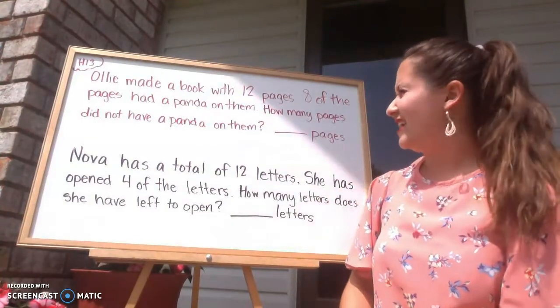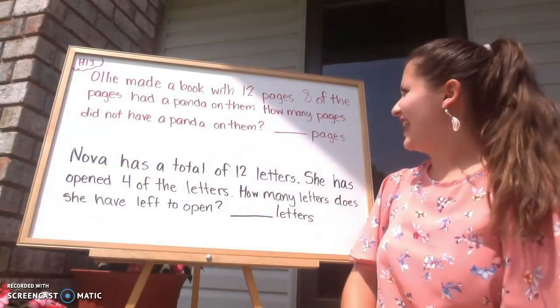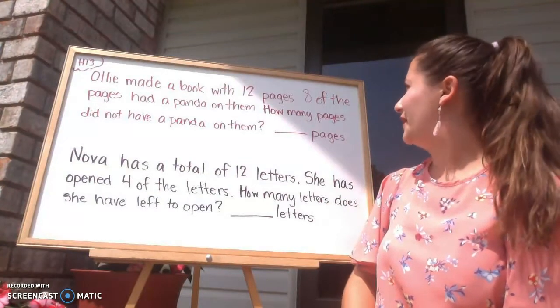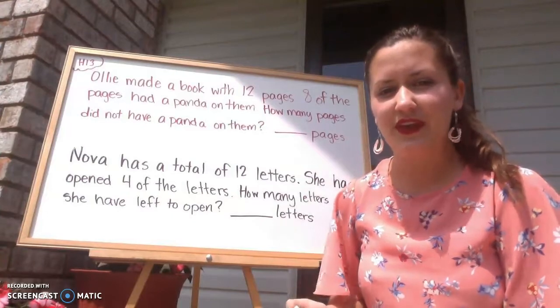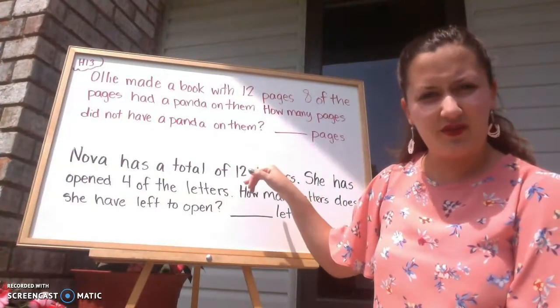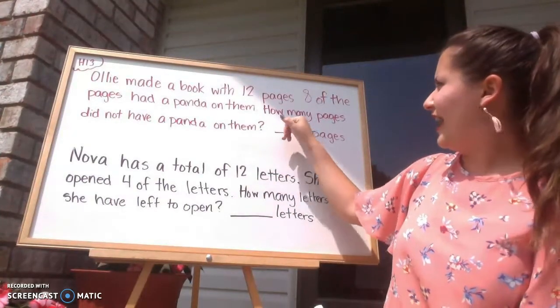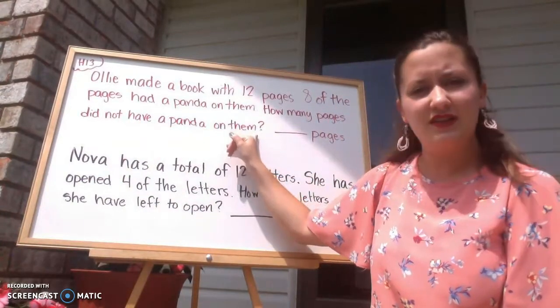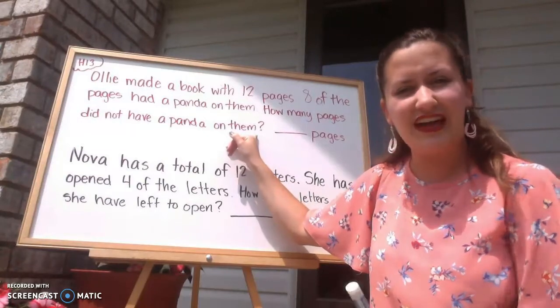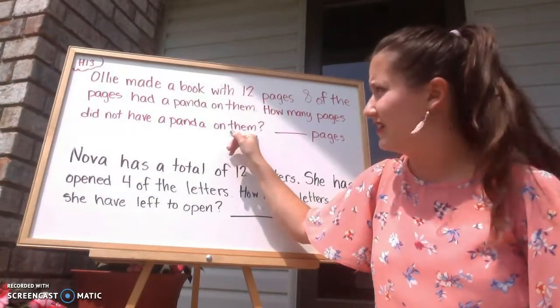It says Ollie made a book with 12 pages. 8 of the pages had a panda on them. How many pages did not have a panda on them? So what are we looking for? We're looking for how many pages did not have a panda on them. So let's read together and see if we can find how many pages total there are.